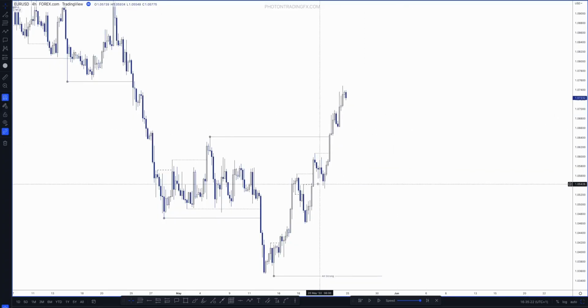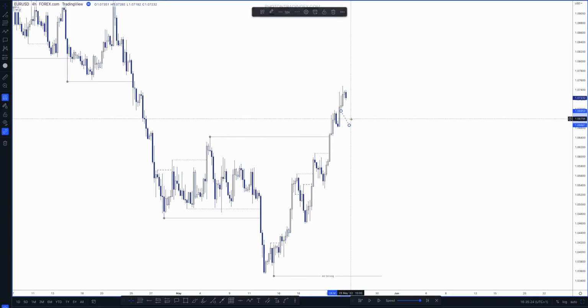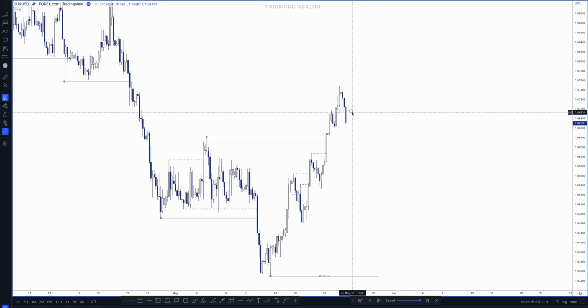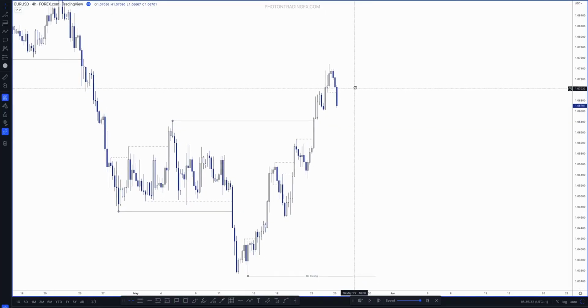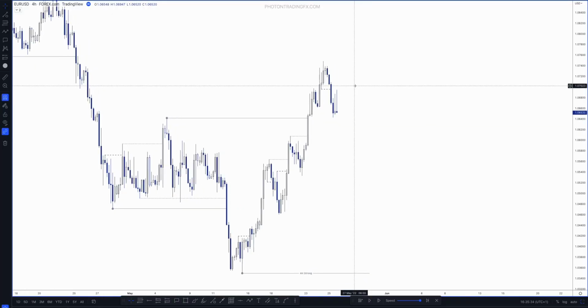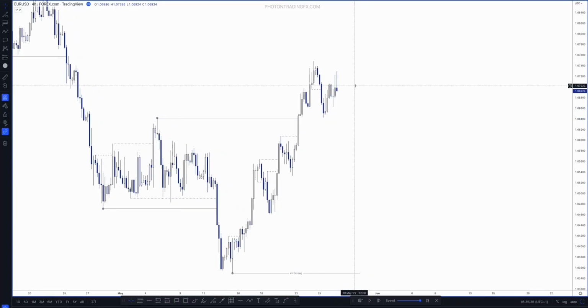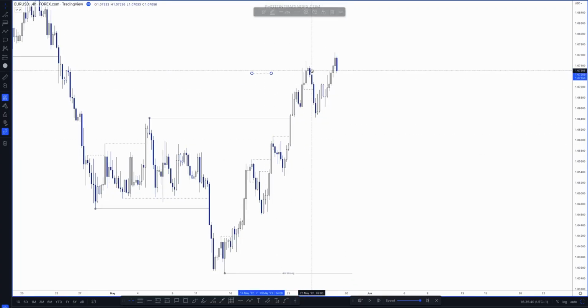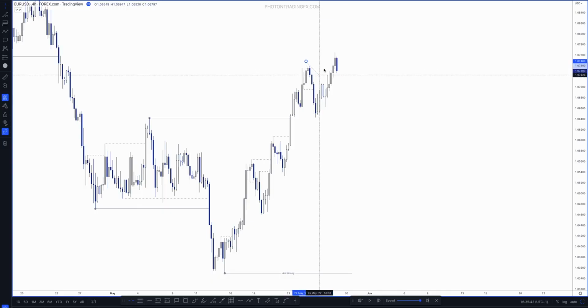So this would be where the CHoCH would be, right? So now we have a bearish change of character, okay? So that's the first indication we're getting at least an internal pullback, right? Let's see what happens. But we continue to the upside, okay? So that for me would be a bullish IBOS, right? A continuation of the move.